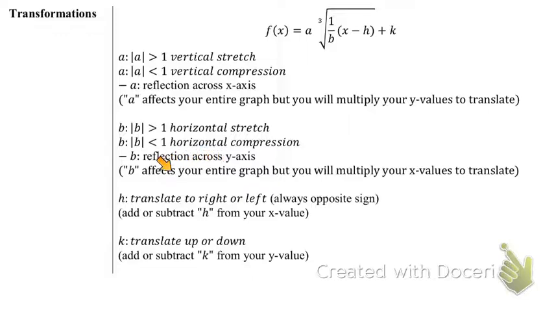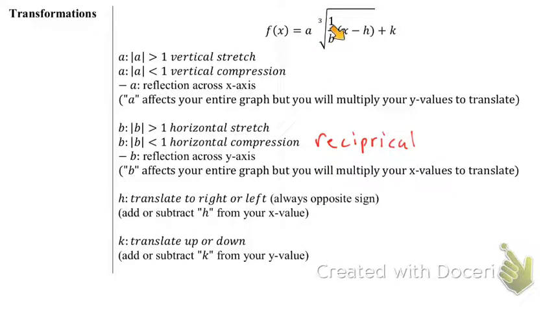Your B value controls horizontal stretch and compression, and it also controls reflection across the y-axis, so left and right reflection. How do I use my B? Your B can be found by taking the number inside the radical that multiplies with the x, but don't forget, we have to take its reciprocal to get the true B. It's a common mistake. Make sure you take the reciprocal of this number, and that's your B.